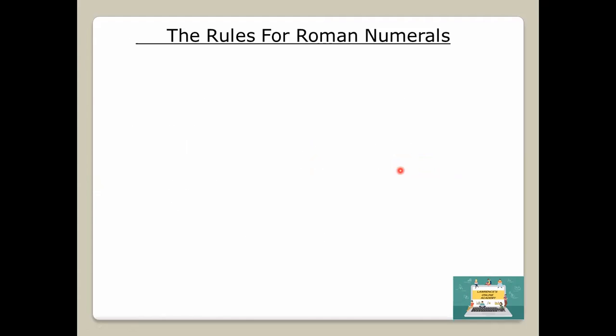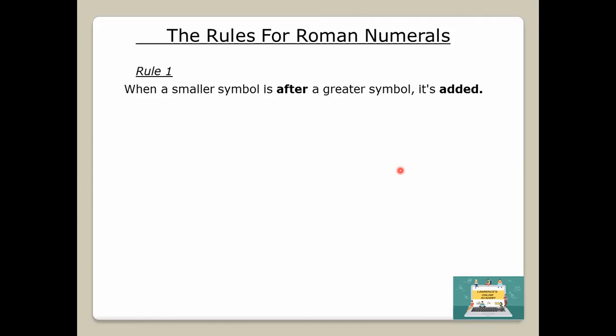Rules for Roman numerals. Rule 1. When a smaller symbol is after a greater symbol, it's added. Example, VI. You might be asked to convert a Roman numeral into an Arabic numeral. The first thing you have to do is look at the symbols that make up that Roman numeral. For example, VI. V equals 5 and I equals 1. So, according to rule 1, when a smaller symbol is after a greater symbol, it's added. Since 5 is bigger than 1, we will add. So, 5 plus 1 equals 6.